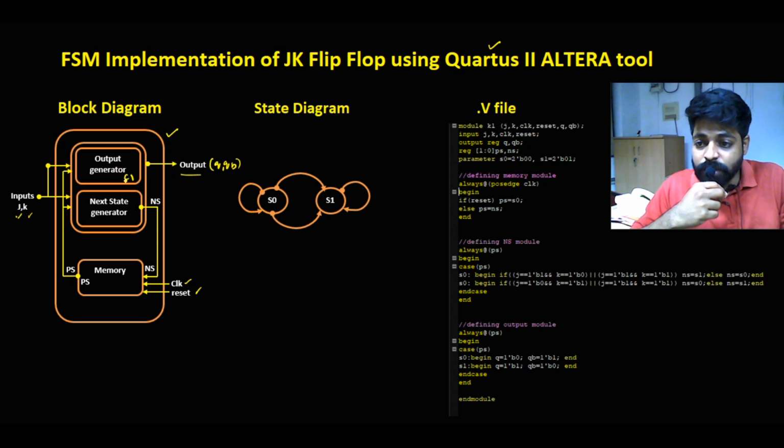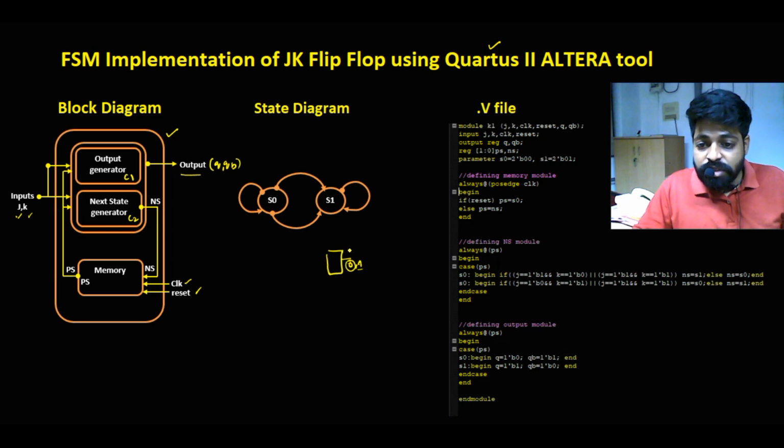It will be a combination of a combinational circuit and a sequential memory. The combinational circuit I will again divide into two circuits, C1 and C2. C1 is responsible for generating the output, C2 is responsible for generating the next state, and the memory takes the next state and generates the present state. And coming to the state diagram, the JK flip-flop will have two states, either it can hold a logic 0 or logic 1.